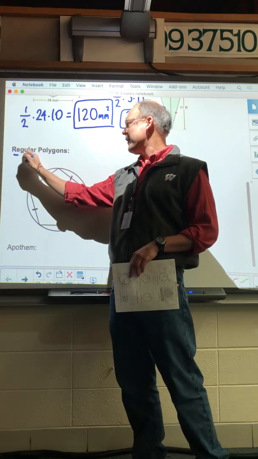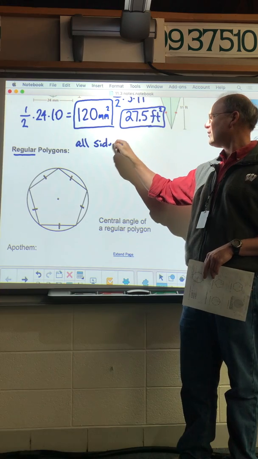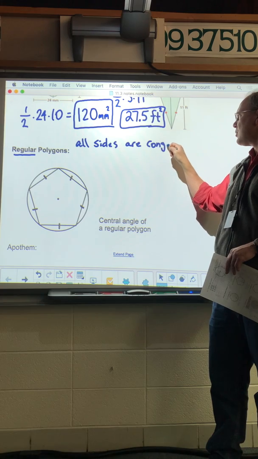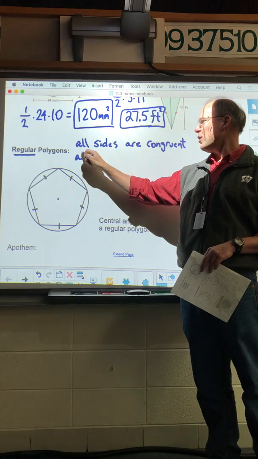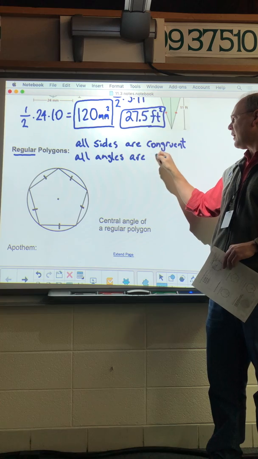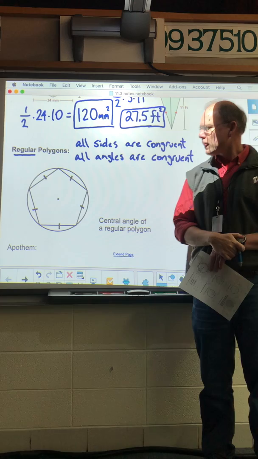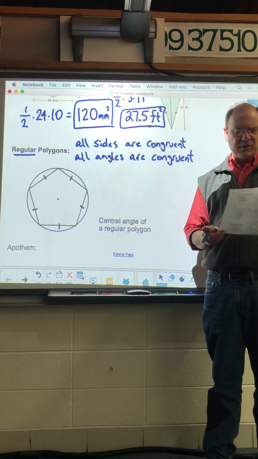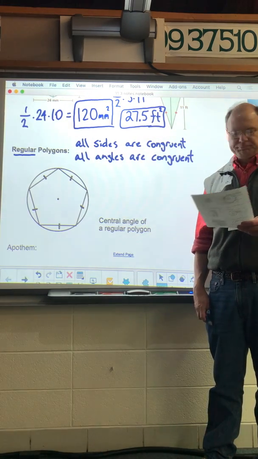So a regular polygon, if you remember, all the sides are congruent. And all the angles are congruent. All the sides are congruent, all the angles are congruent. And that's called a regular polygon. Okay?